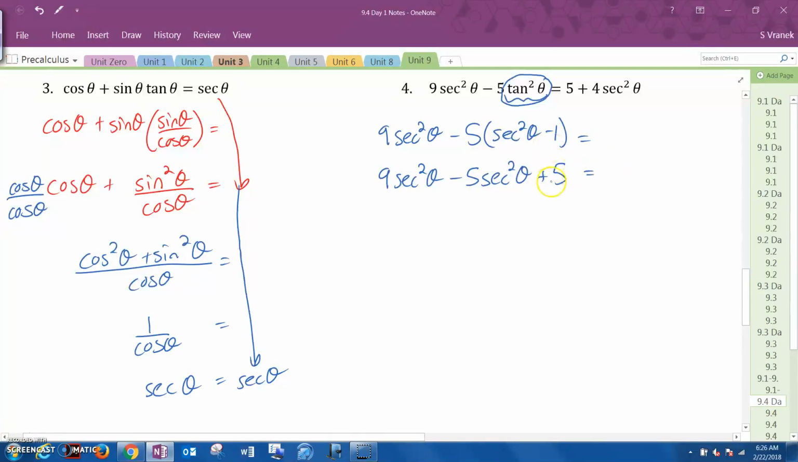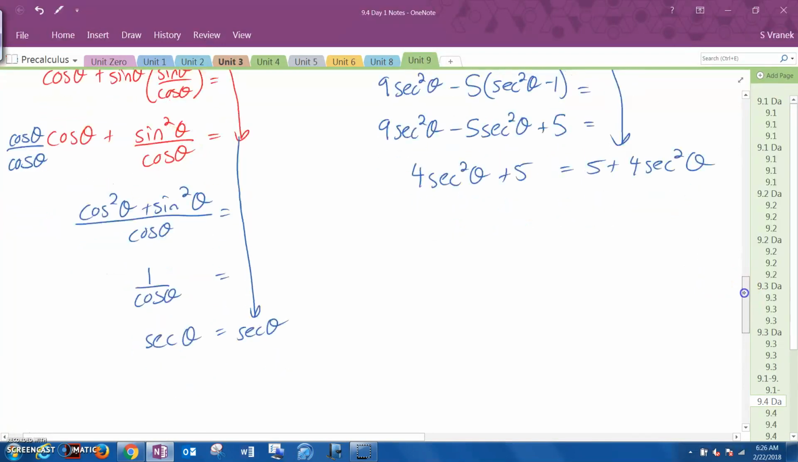Okay, so I have a 5, which I need, and what's 9 secant squared minus 5 secant squared? It is 4 secant squared. So actually that one turned out to be nice. But again, it's only nice if you know how to do it. So that's why we're doing these. We're just talking about different things you can see and look for in your identities. Okay, let's do the next one.